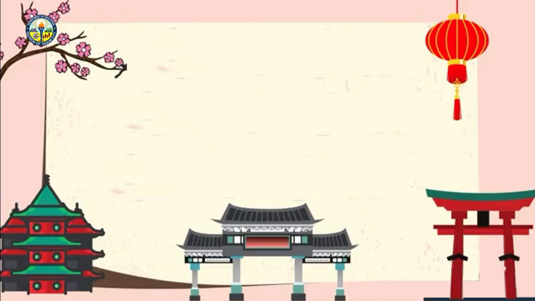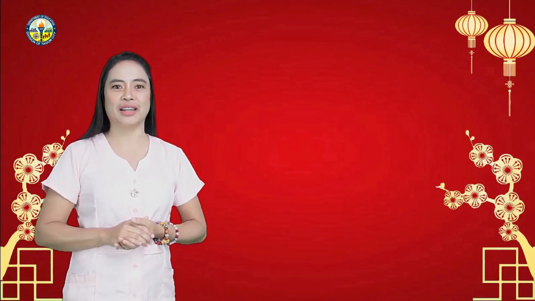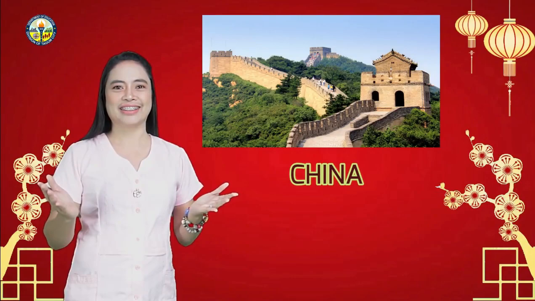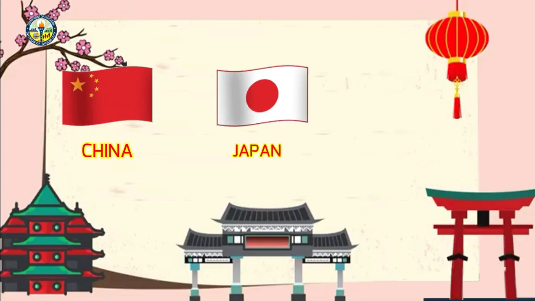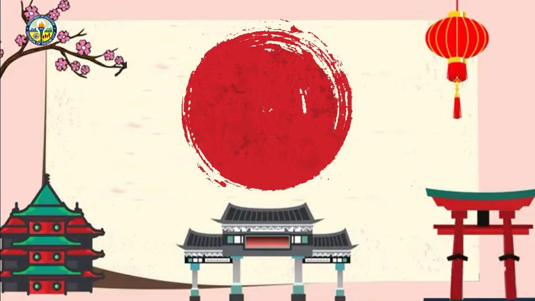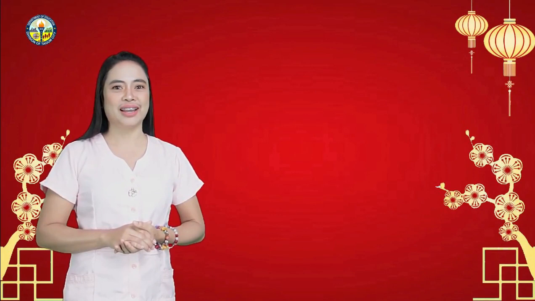Number two. To what East Asian country these artworks belong? Is it from China, Japan, or Korea? Your time starts now. Time's up. Let's reveal the answer. These artworks belong to China. How about these artworks? To what East Asian country they belong? Is it from China, Japan, or Korea? Your time starts now. Time's up. The correct answer is Korea.